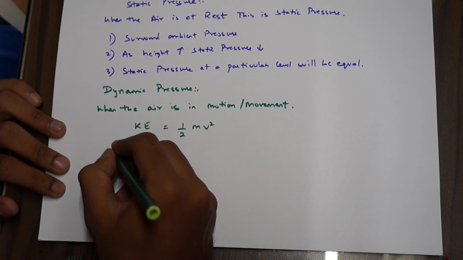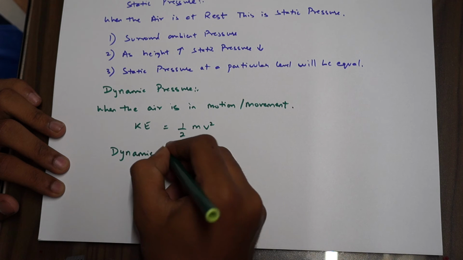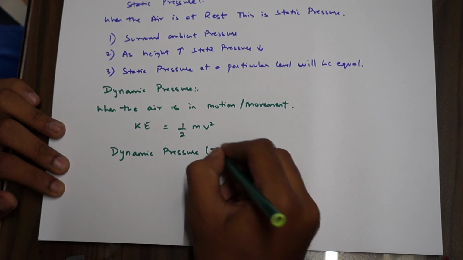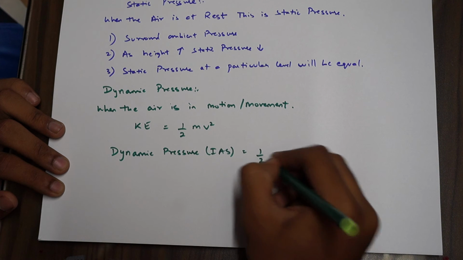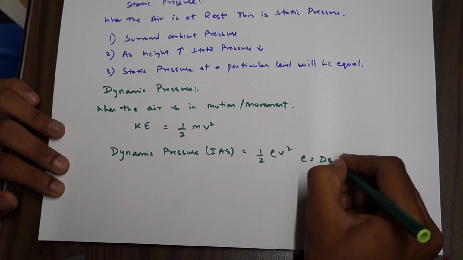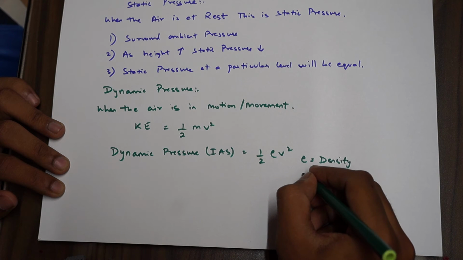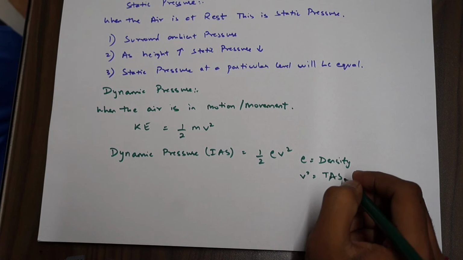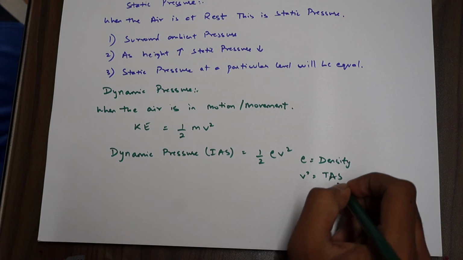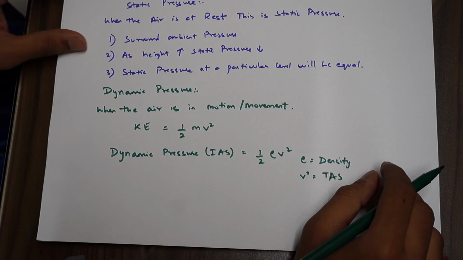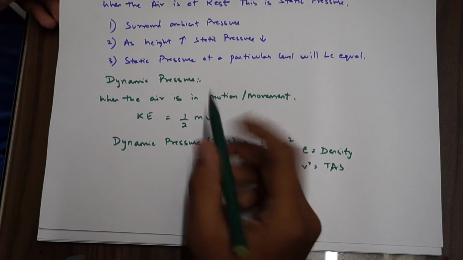But dynamic pressure is an extended equation of the same kinetic pressure equation, that will be half rho v square, where rho is your density at that level and the v here is TAS, true airspeed. I'll explain in the next slide what is true airspeed, and density of that also I'll explain. Okay, so dynamic pressure is when the air is in motion, static pressure is when the air is in rest, and please note down these points for reference.